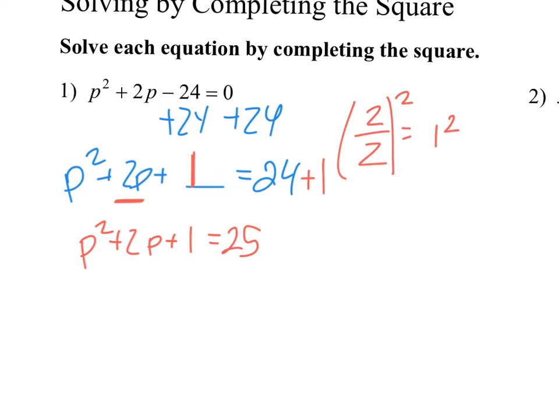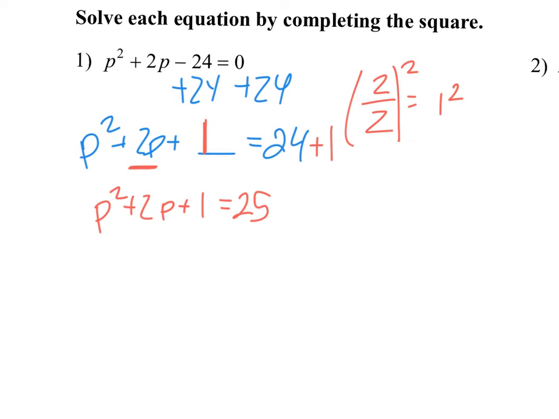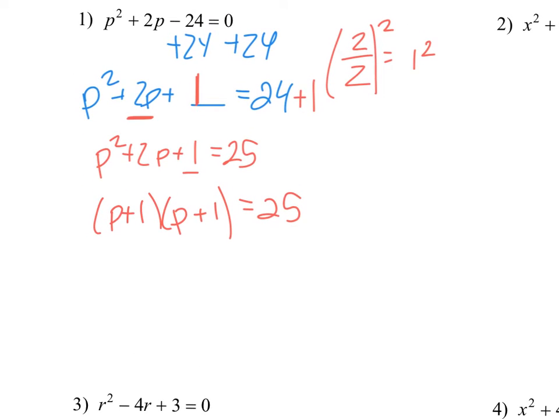Okay? Well, now how is this going to help us solve? Well, this is a perfect square trinomial, so I know I can quickly find factors of 1 that add up to 2, and that would be 1 and 1. Or even better, what we want to do is write it as a square, so now I can get rid of this.